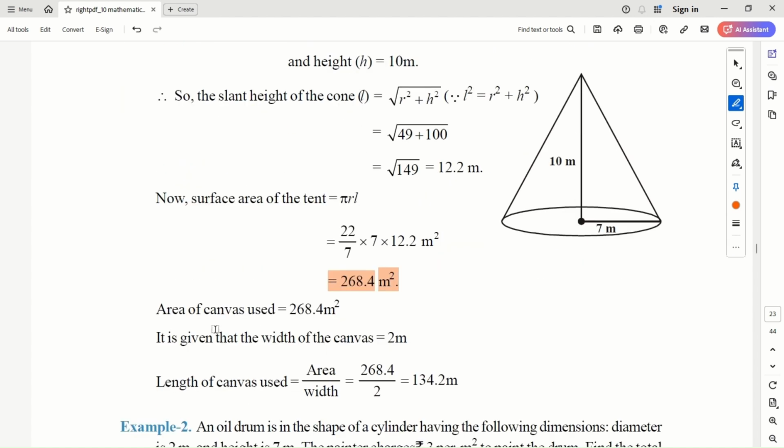Okay. Now, this is the canvas used, and given that width of the canvas is 2 meters, length into width is this much area, right? So, length used is basically area by width, which is nothing but 134.2 meters. This is the length of the canvas which is required to make this tent.